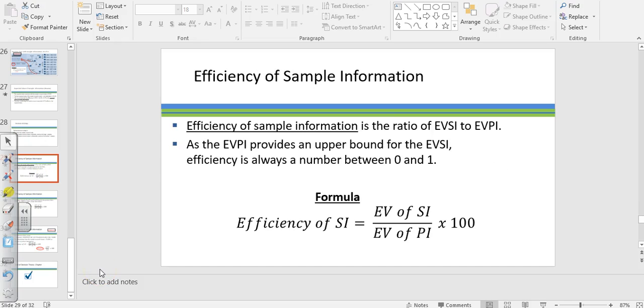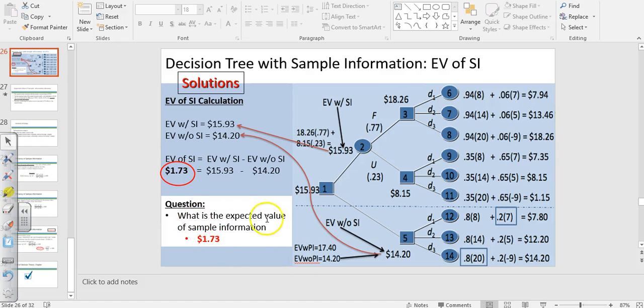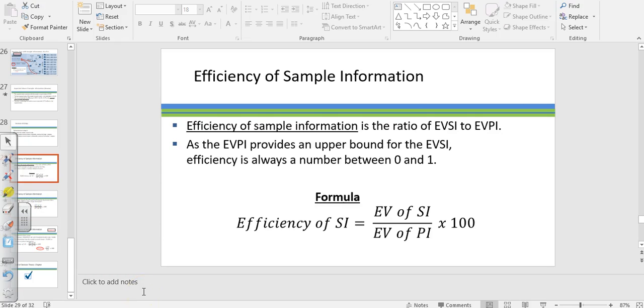And lastly, we have the expected value of sample information, and really the efficiency of sample information. So what we're looking at here is we have these two figures already. We already know that the expected value of sample information, and in fact we just solved it, is 1.73, right? We said that's the difference of expected value without sample, meaning not doing the research, and the expected value of getting the research. So what was the difference? 1.73. That's what the research did for us, gave us an extra 1.73. So with that extra 1.73, that's the expected value of sample information.